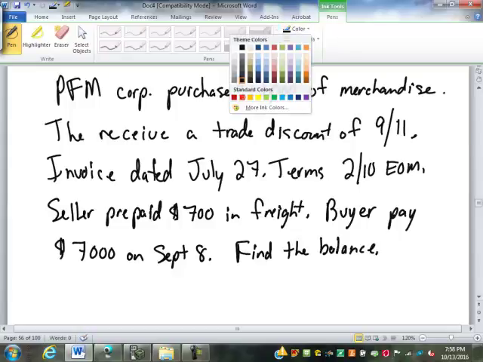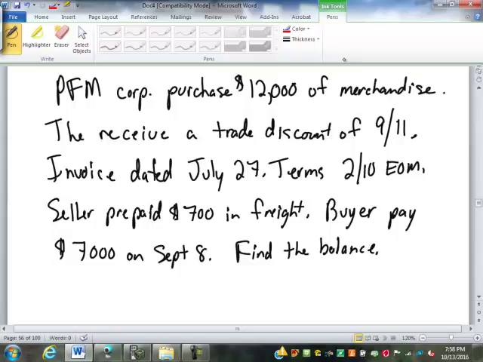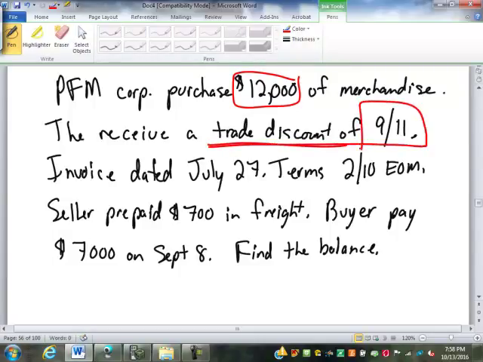Let's work through this one. What's given up here for $12,000? Is that the invoiced amount? This is actually before the invoice. How do I know it's before the invoice? Because they're listing a trade discount. The trade discount comes before the invoice. So what are we going to do with that 9 and 11 trade discount? We're going to find that single net decimal equivalent.